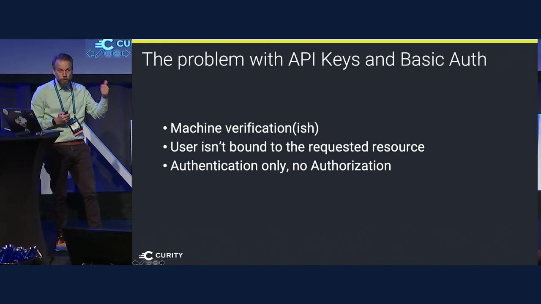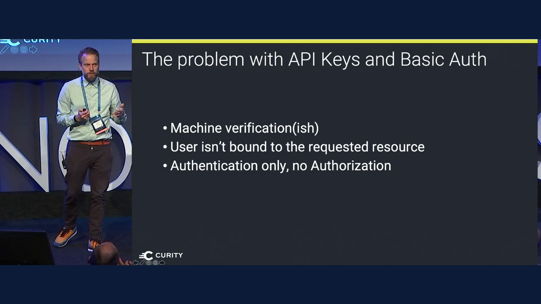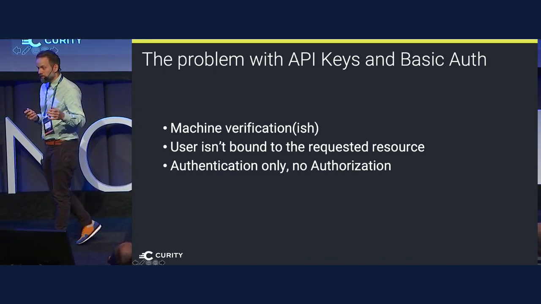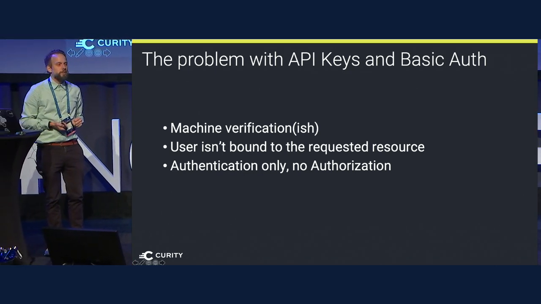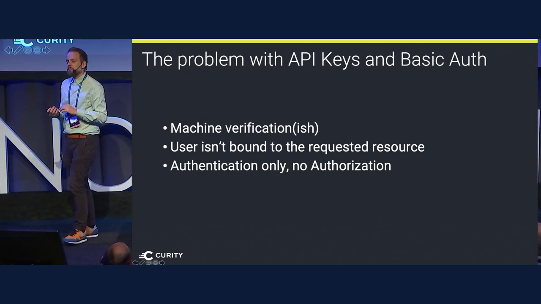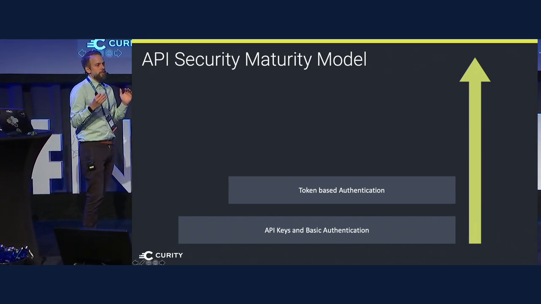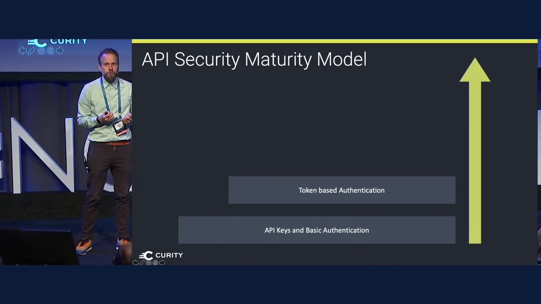We only answered the question, who? Who is the service calling? We didn't really do any authorization. We didn't say, what can this service do? So the protocol, if you will, of basic auth, or API keys, if there is such a protocol, doesn't provide anything around this. So that takes us to the next level of the maturity model.